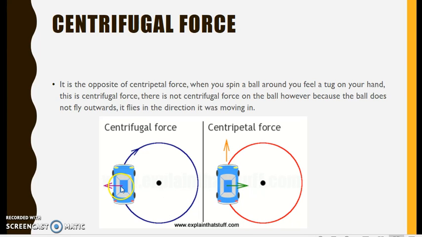So as you can see, it's a car. It's moving around. The car feels a tug going there. But centripetal force is a tug going here. It's a little strange. It's quite hard to get, and I don't really understand it fully either, but what can you do?